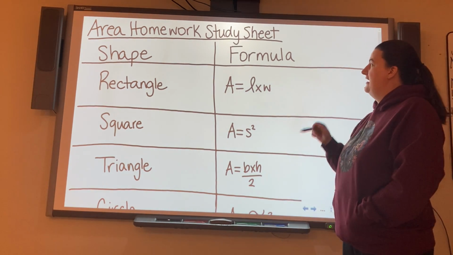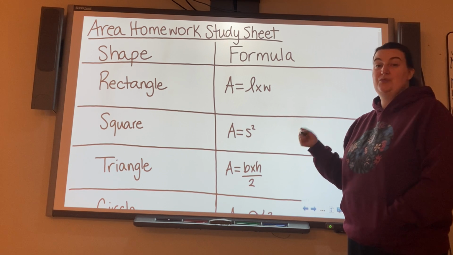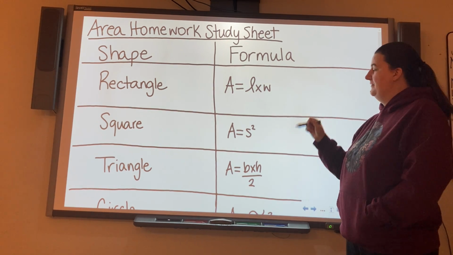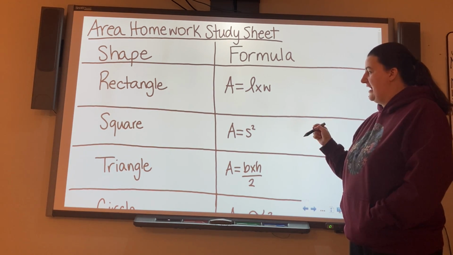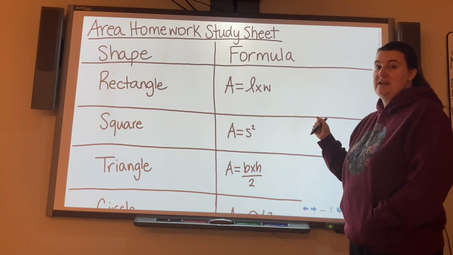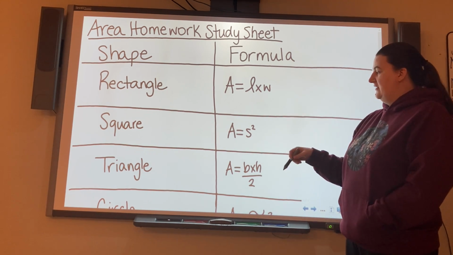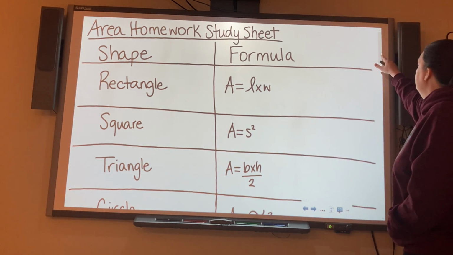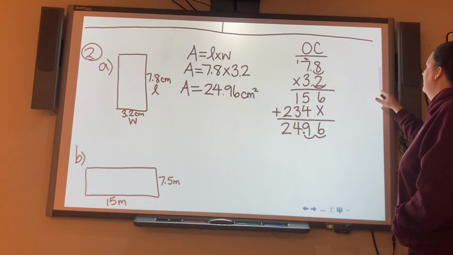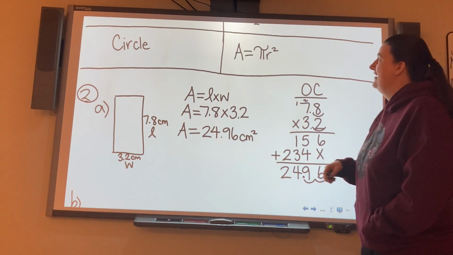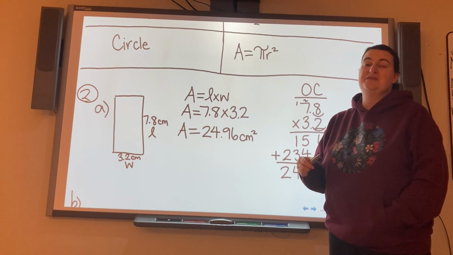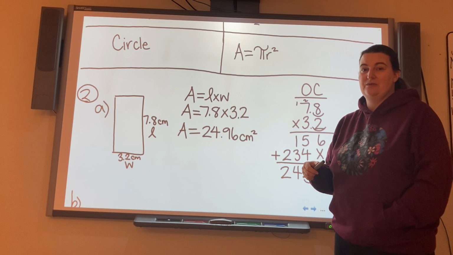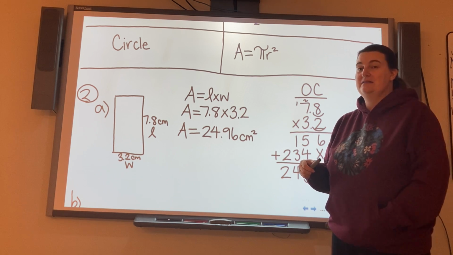Rectangle, area equals length times width. Square, area equals side to the 2, side squared. Triangle, area equals base times height divided by 2. Circle, area equals pi times r to the 2, or r squared, radius.